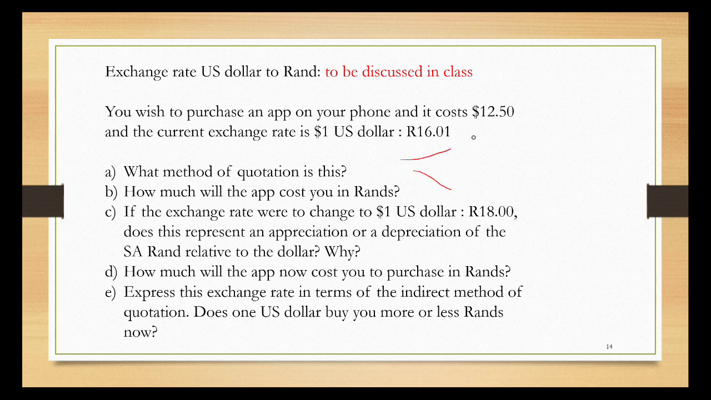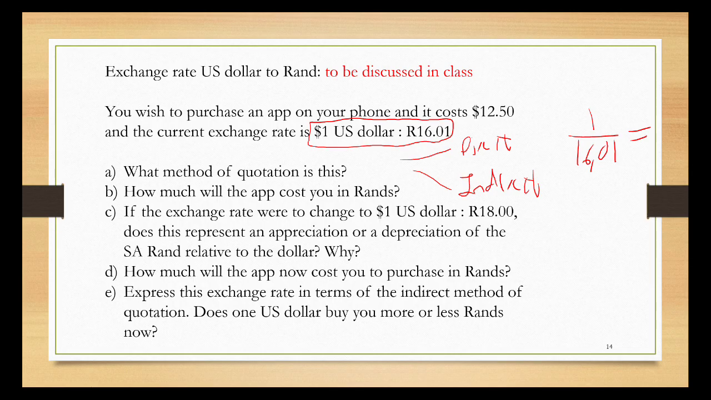Okay, so A, what method of quotation we use? Two methods: direct, indirect. Basically, direct quotation is this. If I say $1 is equals to 16 rand, that's direct quotation, right? Indirect quotation is when I say how much of my currency is worth to the other currency. The formula is simple. Take the other currency over my currency. So 1 divided by 16.01. The answer gives which is about 0.054 or something.